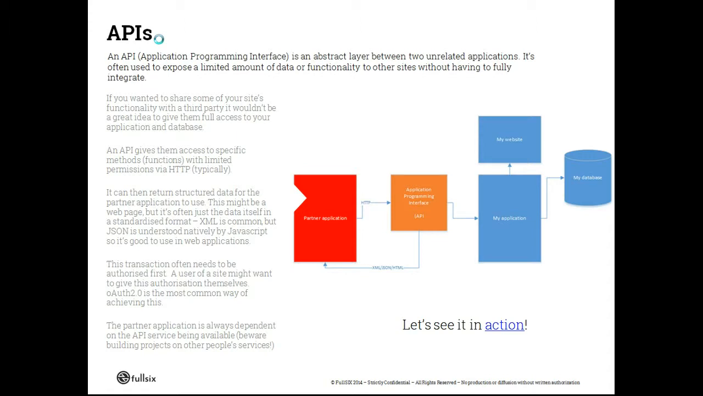The transaction often needs to be authorised, obviously we just talked about that. The partner application is always dependent on the API service being available, which is why you must be very careful about when you build on third-party services. Tempting though it often is, just to say, oh, we don't need registration, we can just let Facebook do it. But what happens when they change their business model, like Twitter is doing rapidly at the moment, or change their API, which happens quite frequently, and then everything breaks, so you've got to be careful with that.